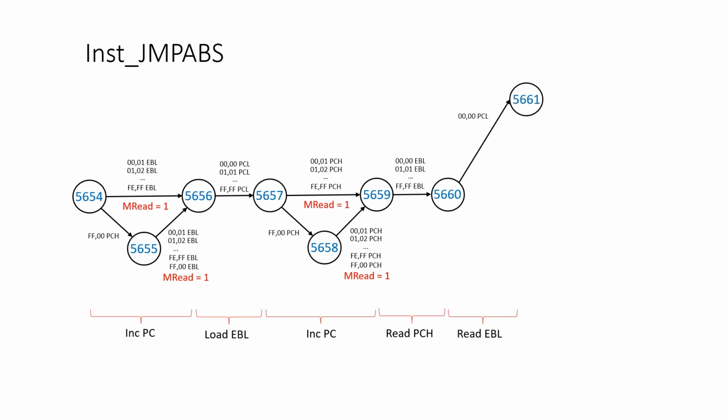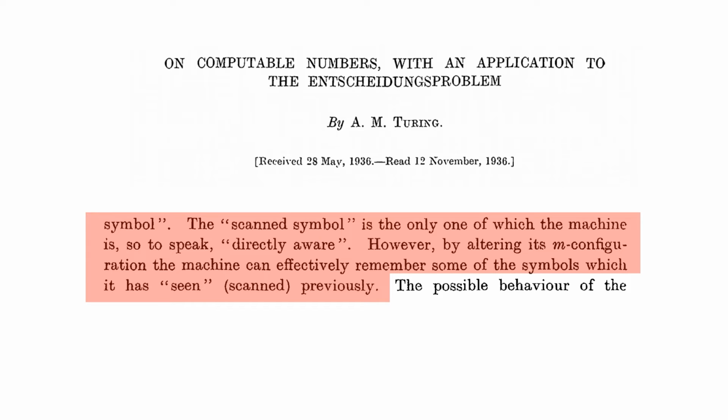So what we do at rule 5660 is incorporate the value seen in EBL into the next rule number. So if I'm in rule 5662, then I know the value in EBL was 1. If I'm in rule 5916, then I know the value in the EBL was 255, or FF hexadecimal, because 5661 plus 255 equals 5916. This is effectively what Turing meant in that paragraph. By altering the m-configuration, the machine can effectively remember a previously seen symbol.